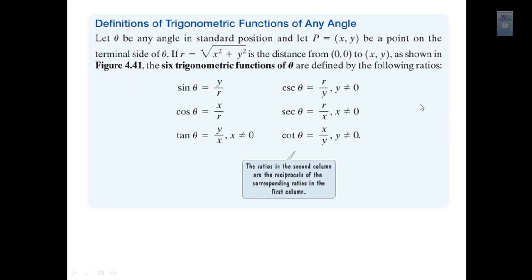Now, the definitions of the trigonometric functions of any angle says let theta be any angle in standard position, and let P equal (x, y) be some point on the terminal side of theta. If the radius is r equals the square root of x squared plus y squared, that's nothing more than a distance formula, by the way, the distance from (0, 0) to (x, y), as shown in figure 4.41 that we just looked at. The 6 trigonometric functions of theta are defined by the following ratios. Sine of theta is y over r.